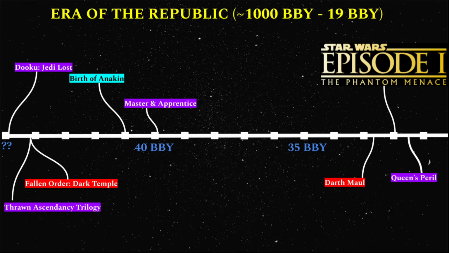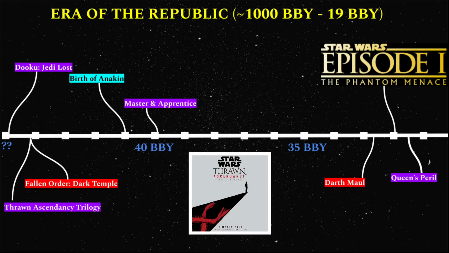Next we have the Thrawn Ascendancy trilogy. These books have not come out yet. We just know that we are getting a trilogy. The first book is coming out later this year, called Chaos Rising, and it's going to be about Thrawn in the Chiss Ascendancy before he becomes a Grand Admiral in the Empire.